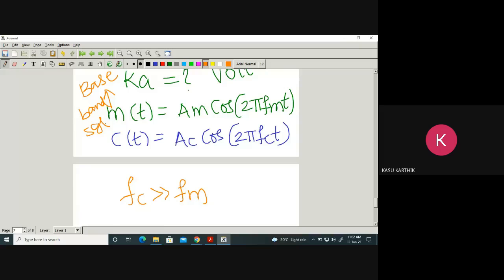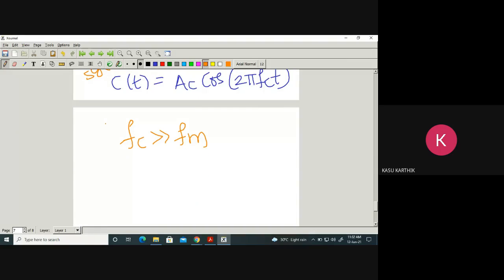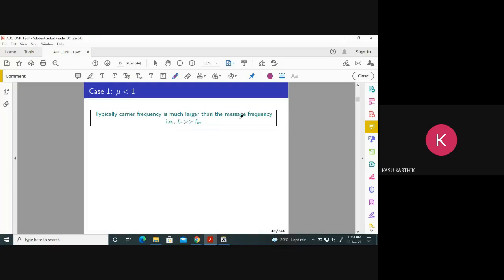All message signals are usually baseband signals. So the frequency of the carrier should be much more than the frequency of the message signal. This is what I want to say. Very, very important.